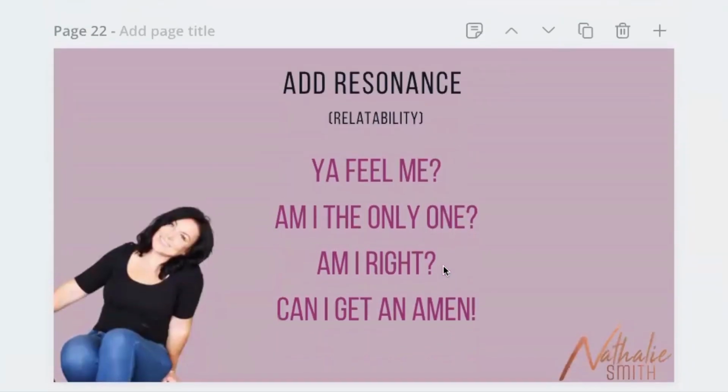So resonance is going to sound different depending on your target market. For me, I use these kinds of things. It's adding relatability into your posts. So something like, you feel me? Am I the only one? Can I get an amen? Do you know what I mean? That kind of thing. Am I right? So you want to be adding that kind of stuff in according to your target market. It's going to sound different for everyone, but you need to add resonance because it's relatable. It makes people come back into their body and they're like, oh, someone asked me a question, because that's the whole point.